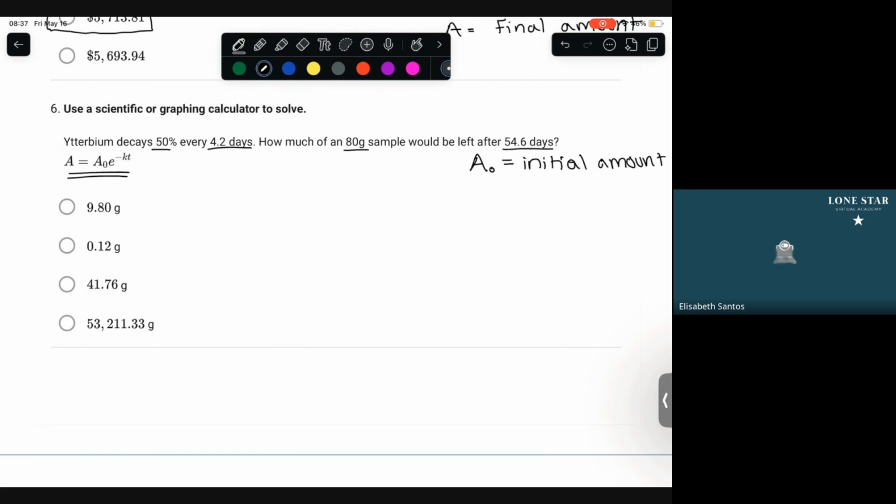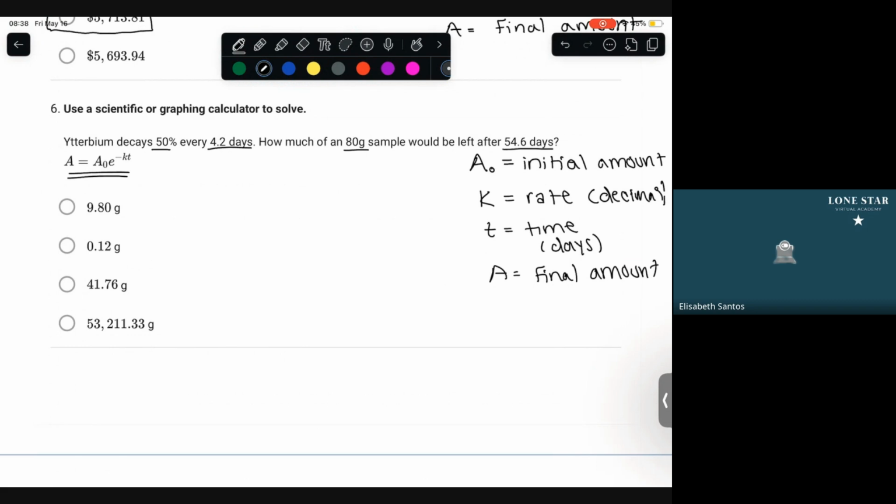E is the value. So it's not a variable, like it's not X. It's like pi. You know how pi is 3.14? E is 2 point something. And then K represents, again, the interest rate or the rate. Again, you write that as a decimal. And then T represents time, and in this case, it's going to be days. And A, again, means the final amount.